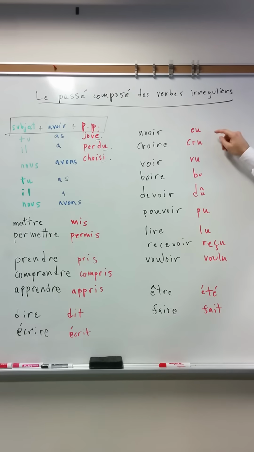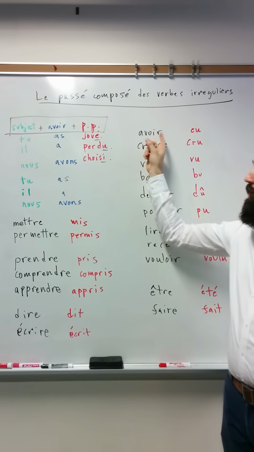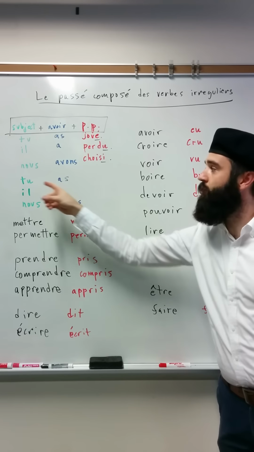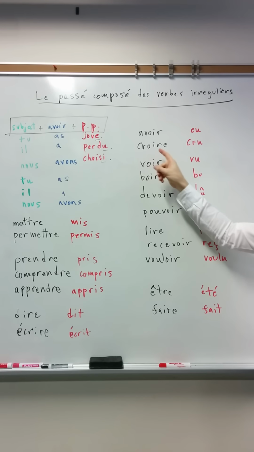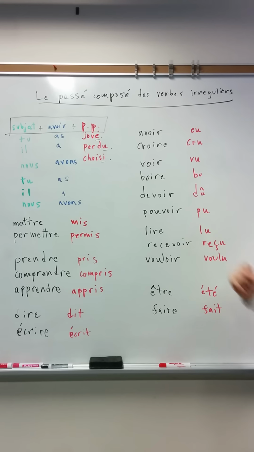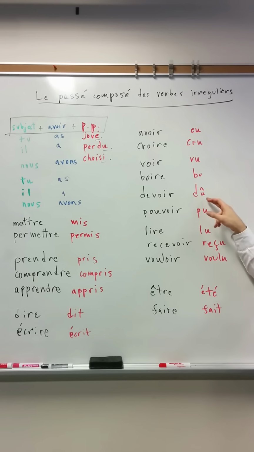Past participle of avoir, that's an E, U, is eu. So it gets kind of tricky with avoir because you still use avoir as your helping verb. So it's tu as eu. The past participle of croire is cru. The past participle of voir is vu. The past participle of boire is bu. The past participle of devoir is dû.